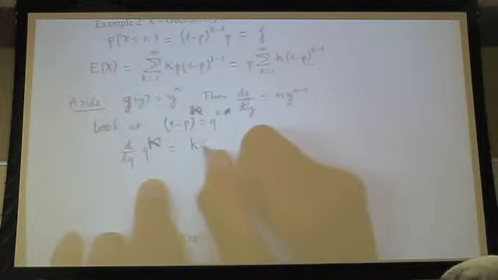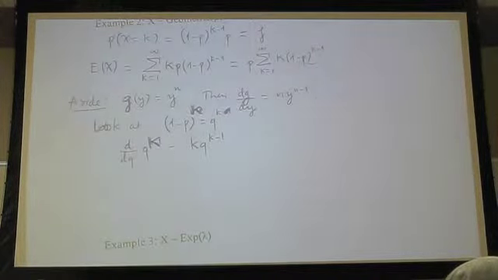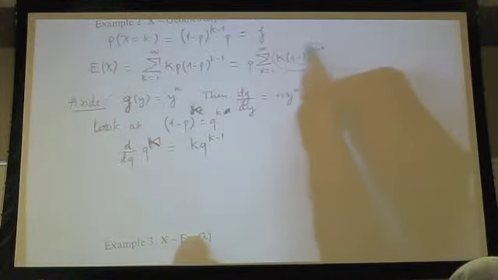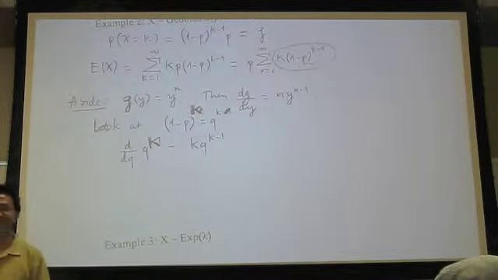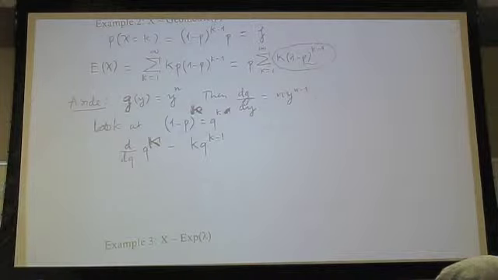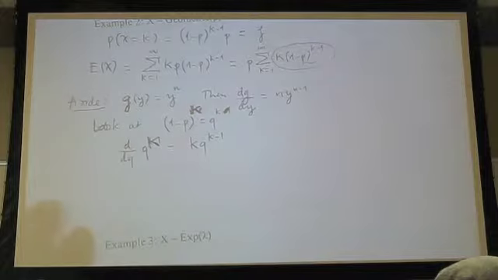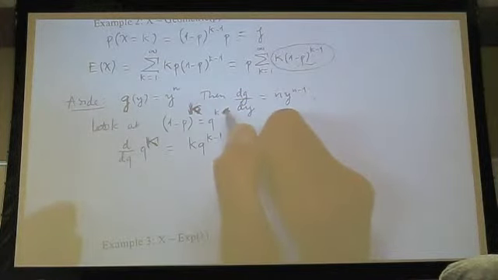K times q to the k minus 1. Agreed? Can you see that exactly this animal right here? K times q to the k minus 1. Right? So in another word, is it k minus 1, or is it no longer k minus 1 and now it's just k? Let's just say this is k, and this is k right here.